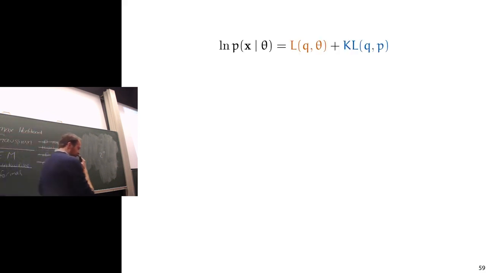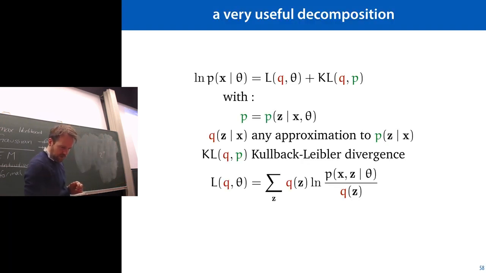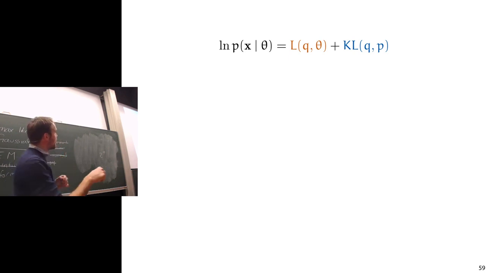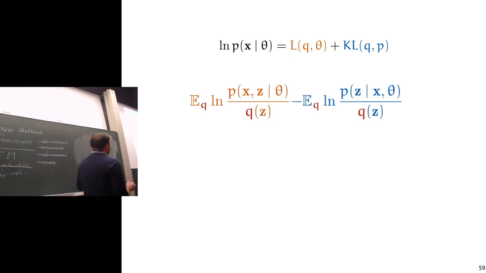So to prove that this is true and to see what the L function is, it's best to work backwards. Oh, sorry, this is not the KL divergence, this is the L function. So it's best to work backwards. We're going to prove that this is true by filling in the L function and the KL divergence. So this is the KL divergence, which is the expectation of the logarithm of the second argument over the first argument of the KL divergence. And this is the L function that we just wrote.